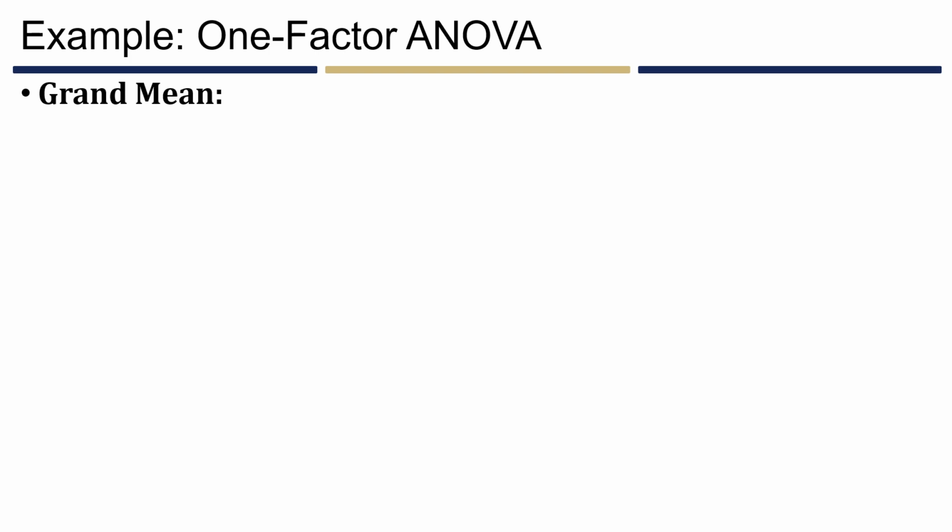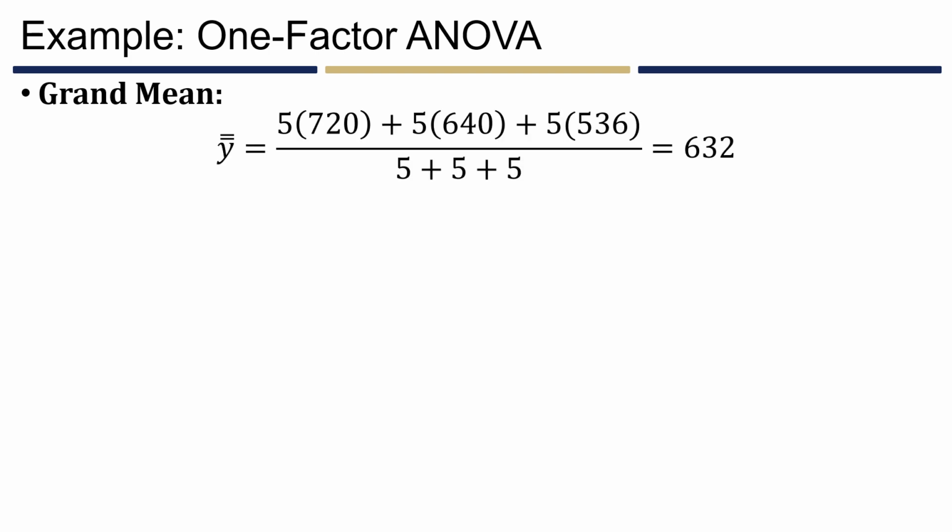So for our example, we first need to calculate the grand mean. Y double bar is calculated by taking the sample size for the computer science majors, which was 5, and multiplying that by the sample mean of the computer science majors, which was 720. We then add on the sample size for the economics majors, which was again 5, multiplied by the sample mean math SAT score for the econ majors, which was 640. And then do the same thing for the history majors. Add on 5 times their sample mean of 536, dividing that sum by the overall number of observations that we have in total, which is 15, gives us 632 as our grand mean.